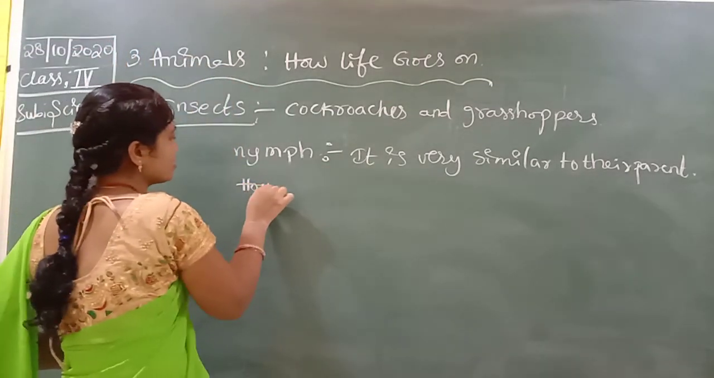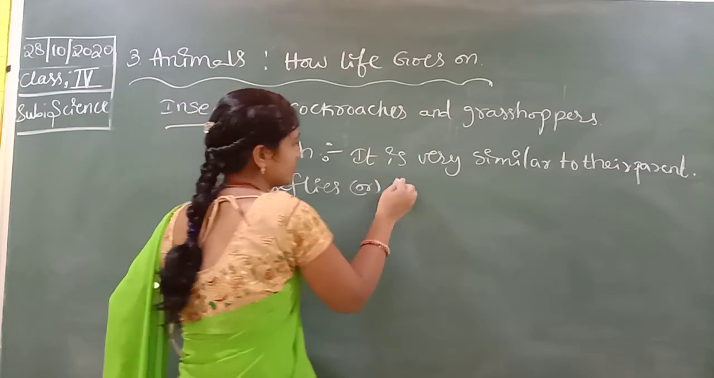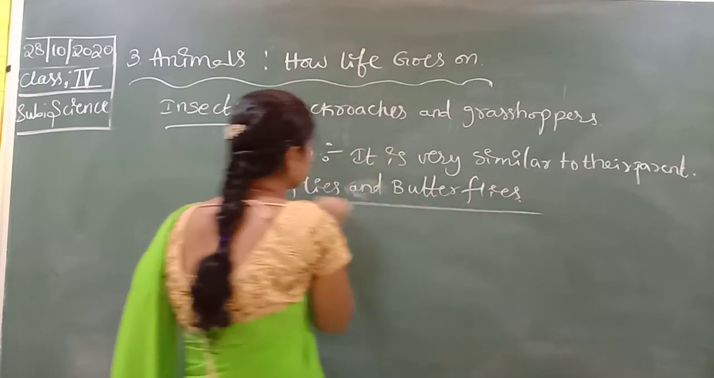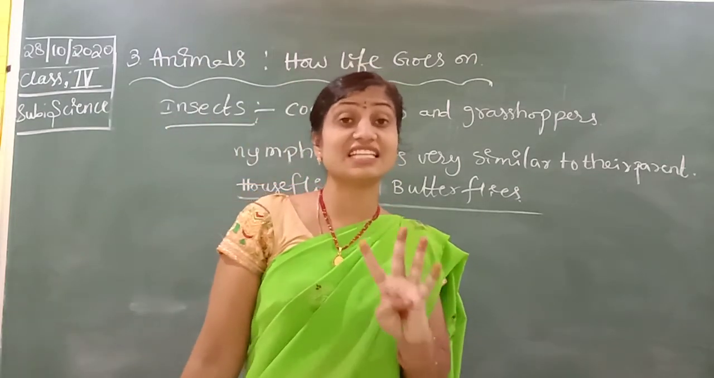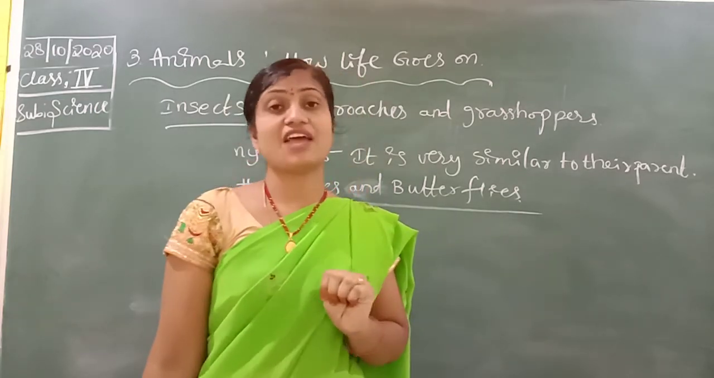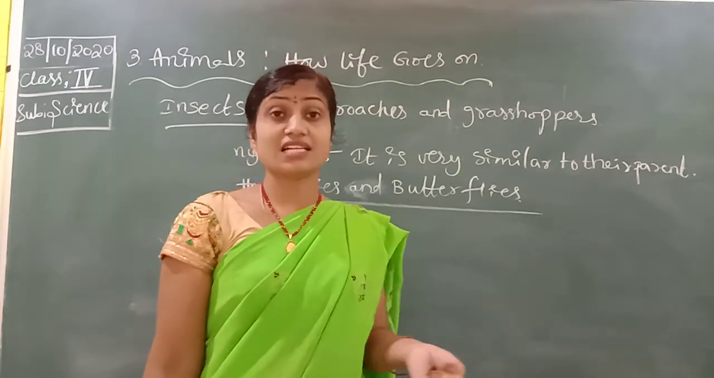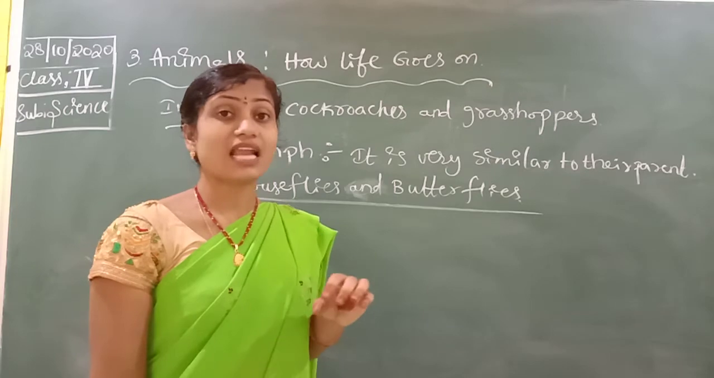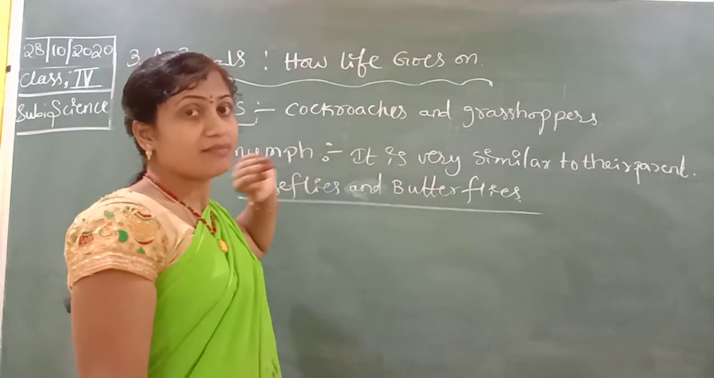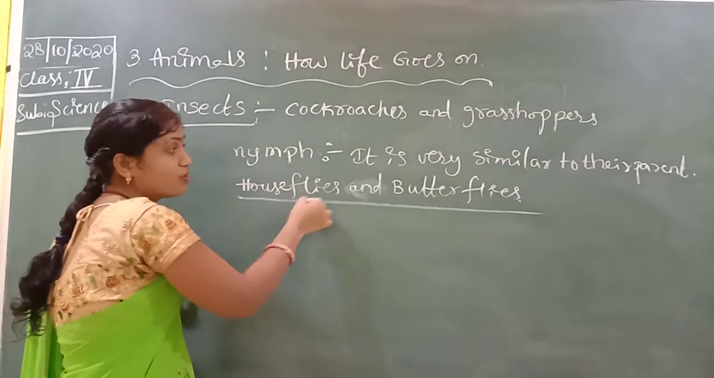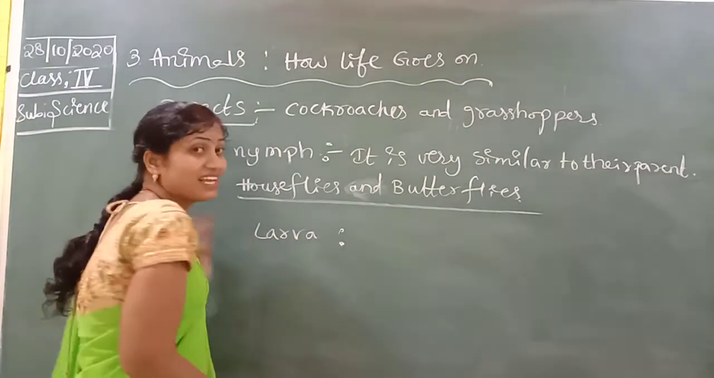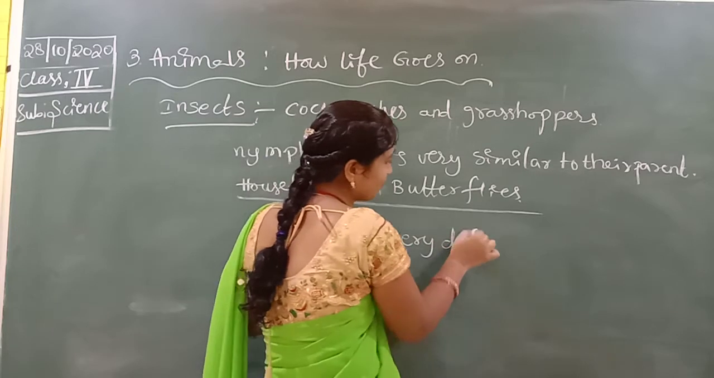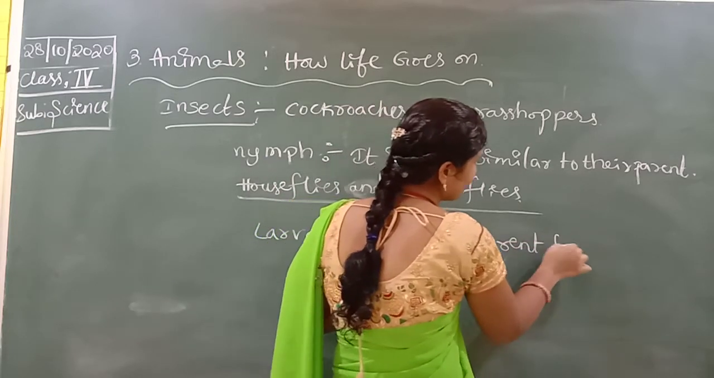Next, houseflies or butterflies. These houseflies and butterflies have 4 stages in their life cycle. They also lay eggs, and small babies come out of these eggs. These small babies are called larvae. The baby of a cockroach is called a nymph, but the baby of a housefly or butterfly is called a larva. This larva is not similar to its parent. It is very different from its parent.